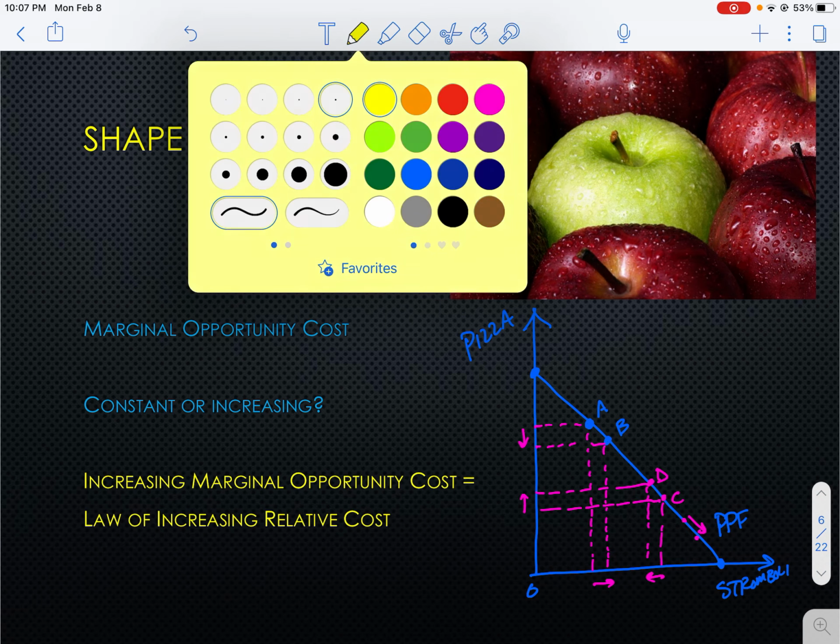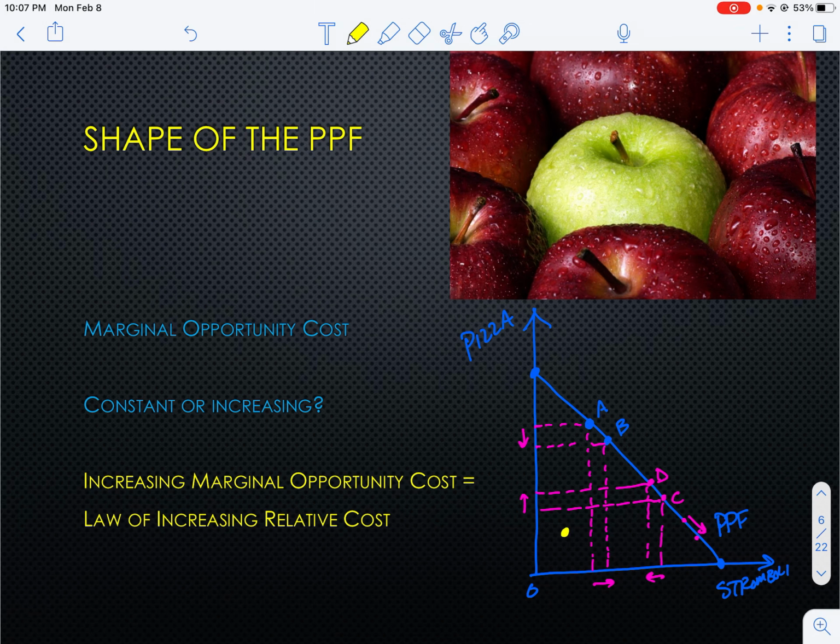Now, note that if I'm at an inefficient point, if I'm down here, I could move up and produce more pizza without having to give up any stromboli, or vice versa, or I could move out in this direction. So if I'm at an inefficient point, then there doesn't have to be a trade-off. But most business owners are going to want to operate at an efficient point, and if you're on the PPF, then producing more of one means giving up the ability to produce some of the other. So opportunity cost is embodied in the PPF itself.